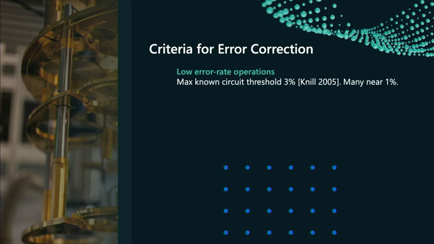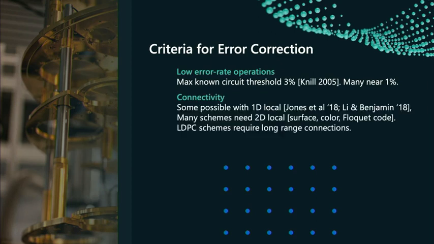So the first is, what error rates can we get away with? Well, the highest circuit level threshold that I know of is the one by Knill, which is around 3% for depolarizing noise. It's interesting to consider these modified noise models where we may be able to push beyond that. But certainly we want, for practical purposes, to be well below those threshold values.